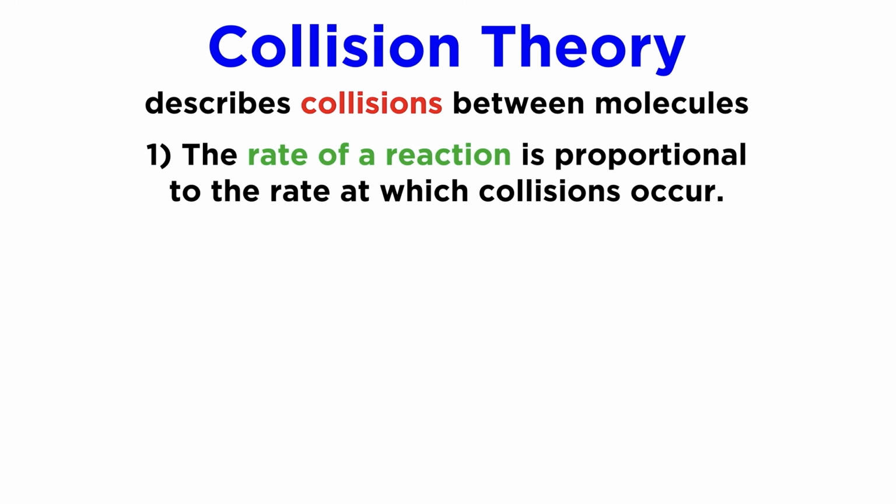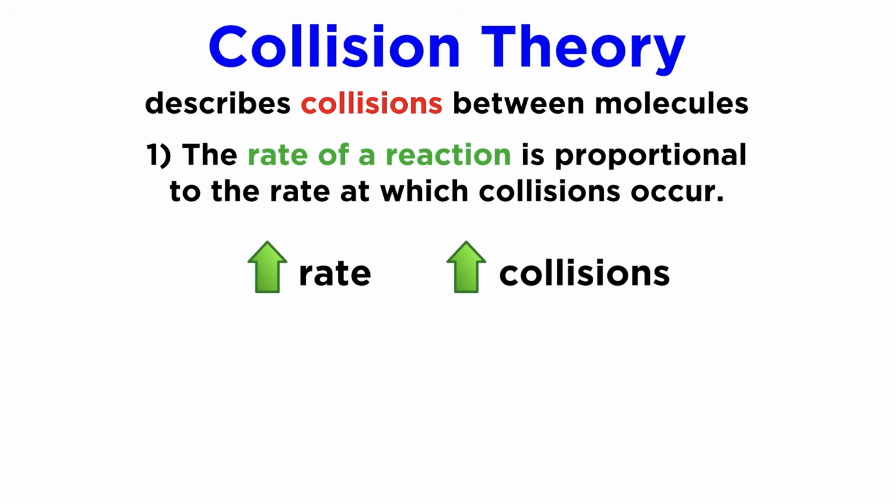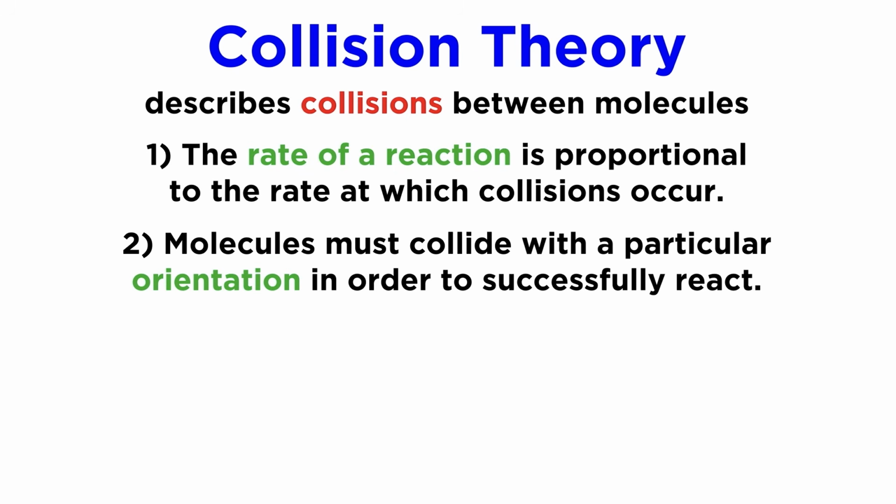1. The rate of a reaction is proportional to the rate at which reactant molecules collide with one another. In other words, the rate is proportional to the number of collisions per unit time. 2. If two molecules are to react, they must collide with a particular orientation, namely so that the two atoms that are to form a new bond are specifically the ones that come in contact with one another.